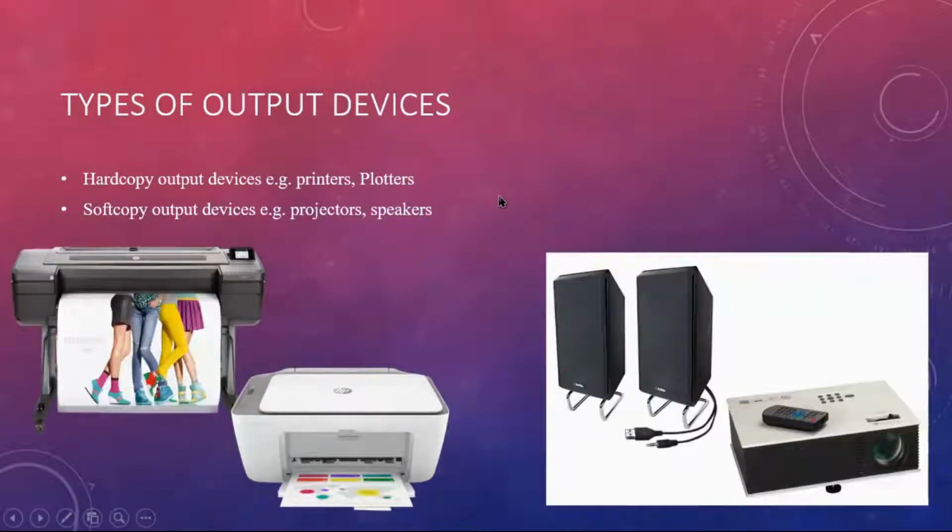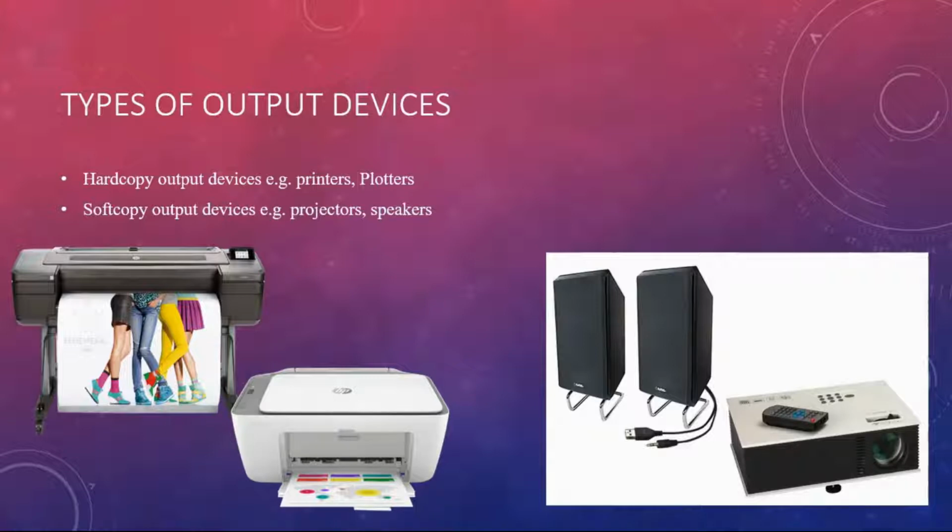Now, moving on, if we look at the types of output devices, we categorize them according to the kind of output they generate. We have two major types of output devices. The very first type I want you to understand is what we call the hard copy output device. We call it a hard copy output device because the kind of output we receive from these devices is a hard copy. We can touch them. They are tangible.